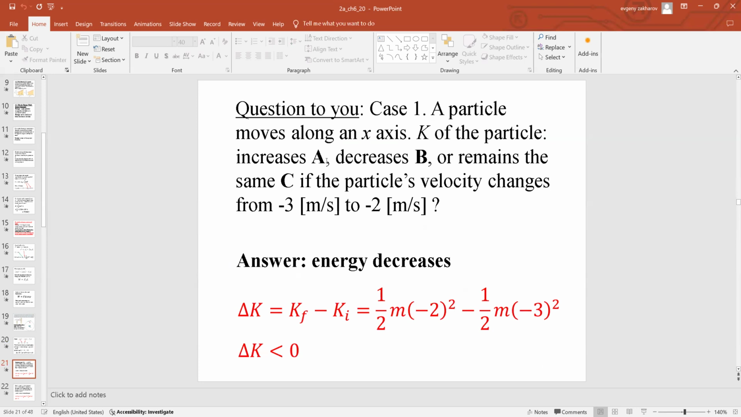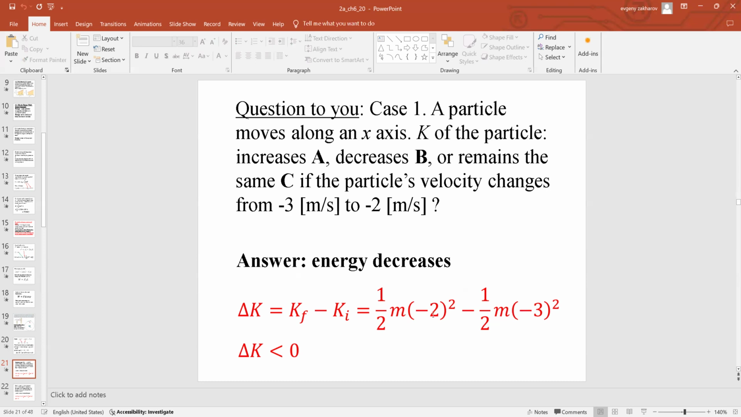Okay, particle moves along an x-axis. Kinetic energy of the particle increases, decreases, or remains the same. Well, if it's from -3 to -2, it looks like it is increasing because -2 is greater than -3. But you got to remember that we don't care about negatives. For kinetic energy, it's just 1/2 mv squared. And once you square the negatives, they become positives.